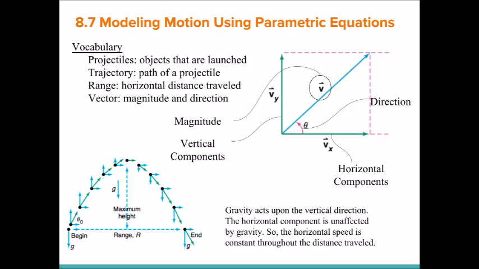8.7, modeling motion using parametric equations. So some vocabulary: projectiles are objects that are launched, and trajectory is the path of the projectile. The range is the horizontal distance traveled, and vector is magnitude and direction. Gravity acts upon the vertical direction. The horizontal component is unaffected by gravity, so the horizontal speed is constant throughout the distance traveled.